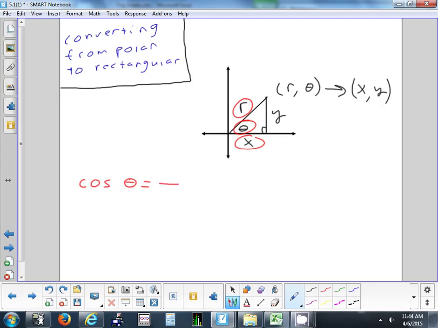So cosine theta would equal, what side did I just say was adjacent to theta? X. What's the hypotenuse? R. Our last step is to get x by itself. So how would I move r to the other side? Multiply by r. Those cancel out, and we get a formula for x. So if you've got a polar coordinate, you know r and you know theta, and you want to know the x value in rectangular, fill r and theta in, use your calculator, and you'll get x. Okay, now we'll do the same for y.